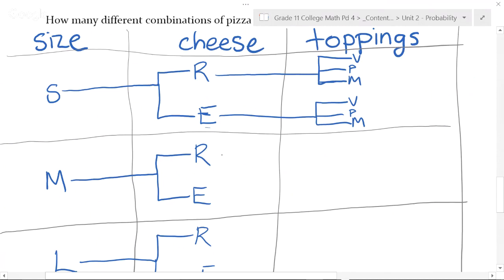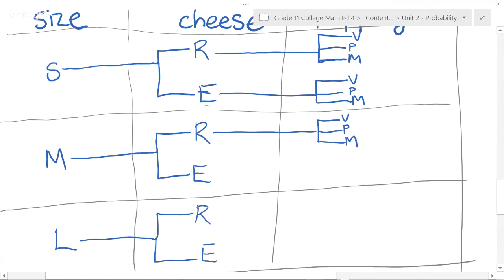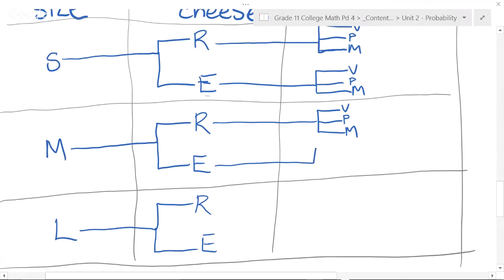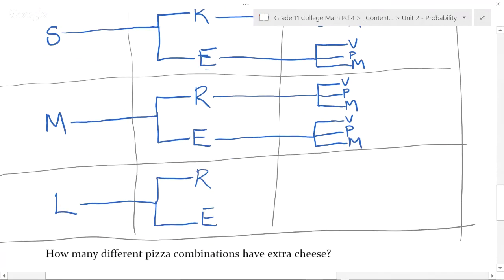And then for the medium pizza with regular cheese, I can do vegetarian, pepperoni, or meat lovers. And for the medium pizza with extra cheese, I can do vegetarian, pepperoni, or meat lovers. And I can repeat the same trick here.